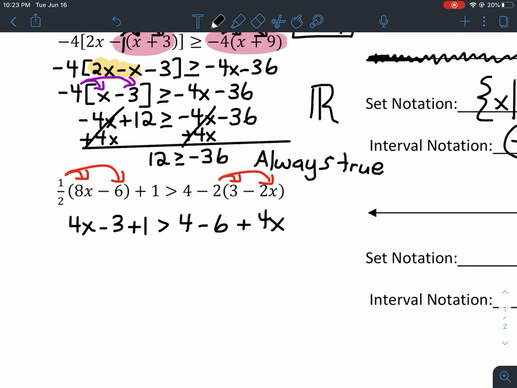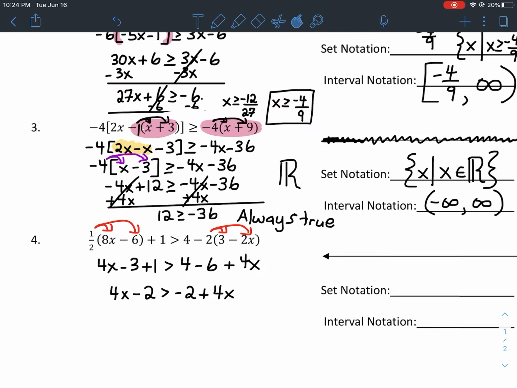And then we always look to combine like terms on the same side before we do anything. So negative 3 plus 1 on the left side would be negative 2. And 4 minus 6 on the right side would also be negative 2. And you may start to notice here that, oh, it looks like we have the same thing on both sides. So when we had the same thing on both sides for equations, we would say it's all real numbers. When we had different numbers on both sides or different things, but they would cancel out with the variables, we would say it was no solution.